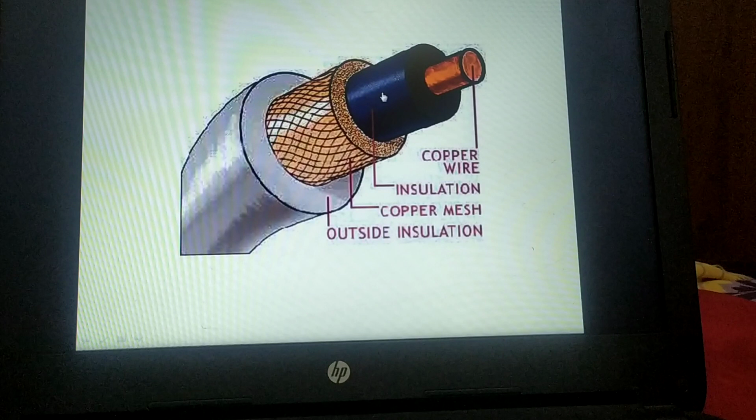Okay, so this completes your twisted pair and the coaxial cable. In our next video, we shall study about the optical fibers.